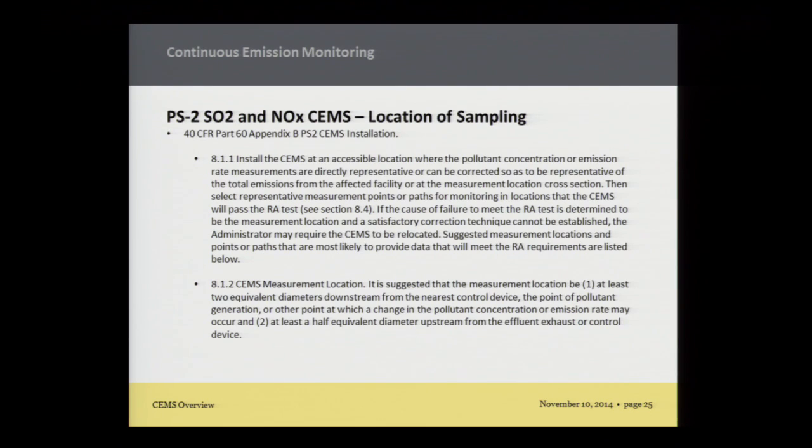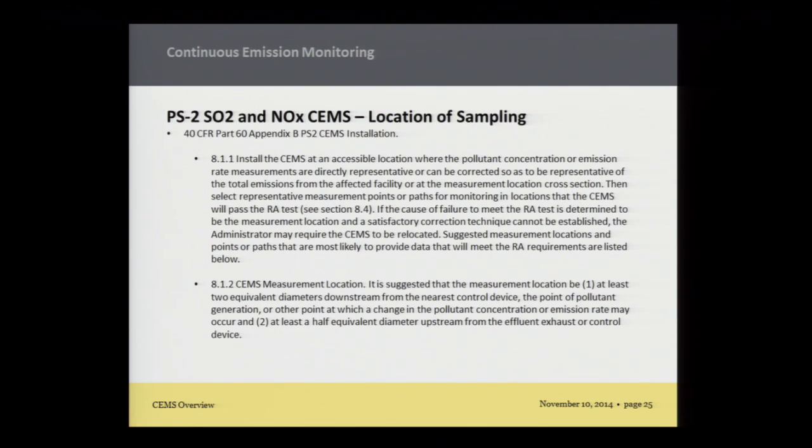So you keep saying suggested measurement locations. I'm asking because I don't have the rule in front of me. Does it literally say suggested? Suggested measurement location. So the only place that ties in to where it tells you that thou shalt is in your stack testing methods.